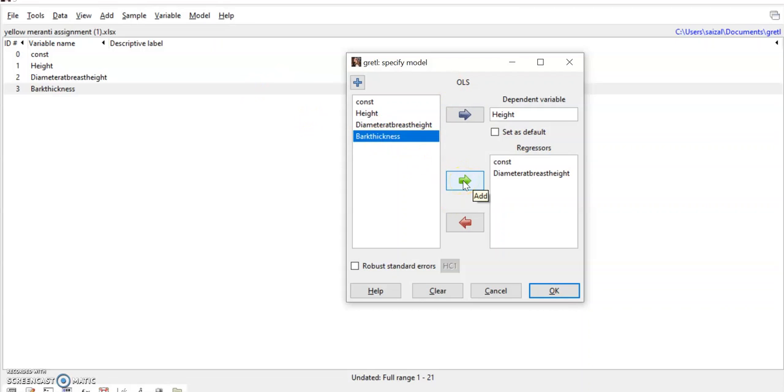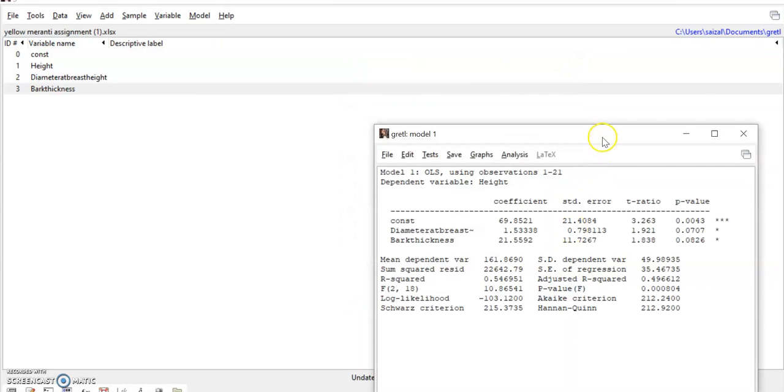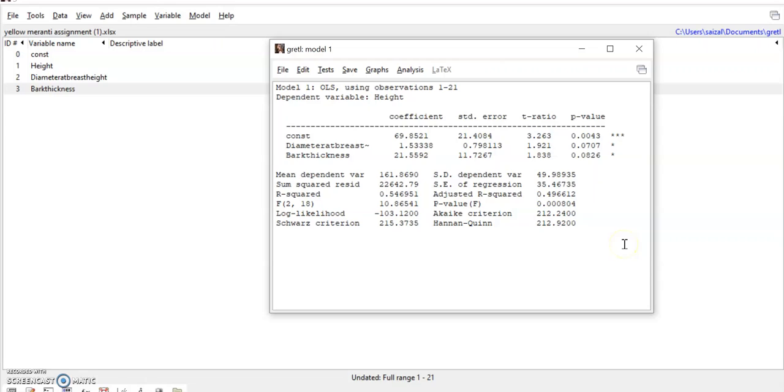Click this green arrow. Okay, and no need for you to put constant, because it is automatically included. If you wanted to, say for example, remove one of the variables, you can also do so. But in our case, we have to run the regression at once by using 2 independent variables in one go. So bark thickness. Okay, so after that you click OK, and then you have the result already.